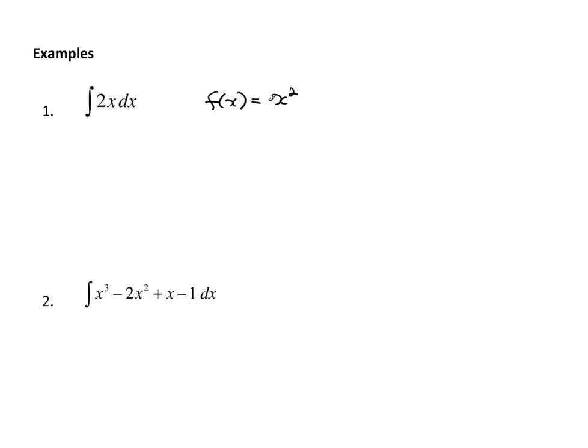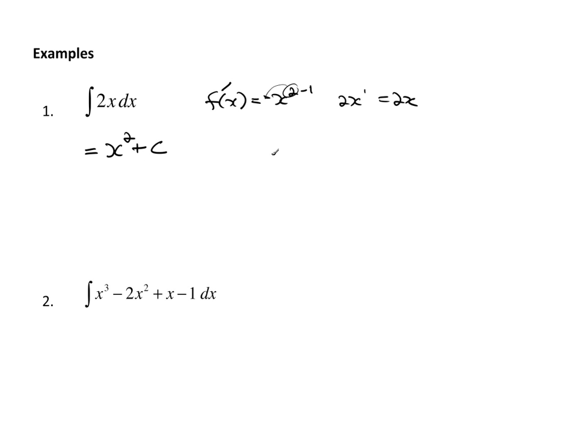Well, I know that if f of x equals x squared, when I take the derivative, this 2 is going to come out front. I'm going to subtract 1 from it, which will give me 2x to the first, or simply 2x. So the antiderivative here must be x squared plus c. I need that constant of integration there.